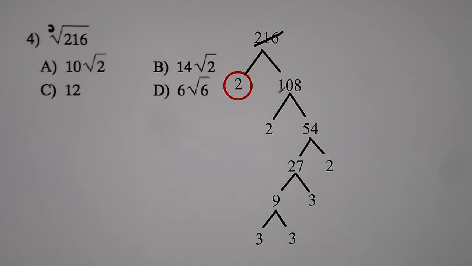We could break that down further. 108 is also divisible by 2. So I got 2 and 54. 2 is another prime number. So I circle it. 54 is composite. We know 54 divided by 2 gets us 27. 27 is composite. 9 times 3. Nine is composite of 3 and 3.